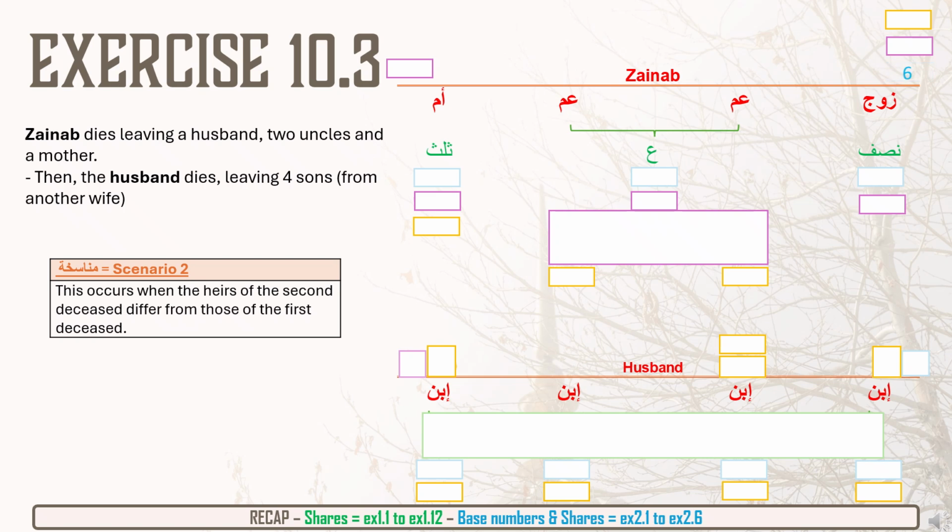The husband will get 3 out of 6. The uncles will get the asaba amount, which will work out in a second. The mother will get a third of 6, which is 2. Therefore, the asaba amount is 1. Now, before we move on, the uncles have got 1 share, but there's 2 uncles. We're going to need a multiplier, and the multiplier we'll need is 2. So we have to multiply everything by 2. The base number 6 will turn to 12.